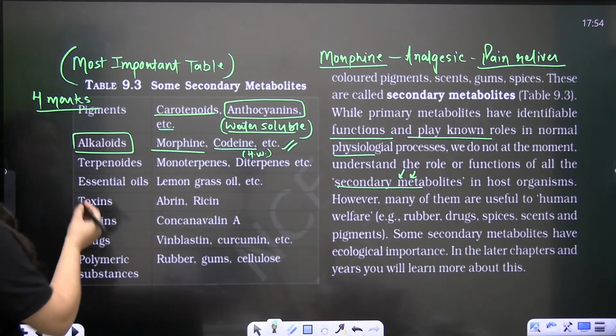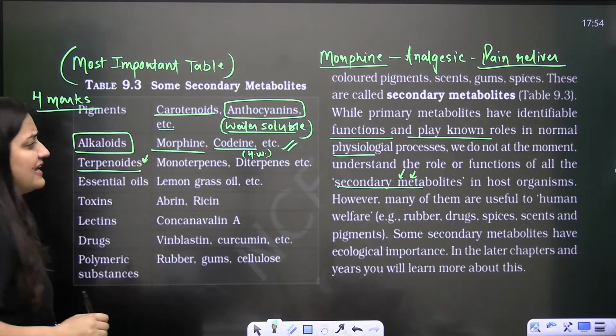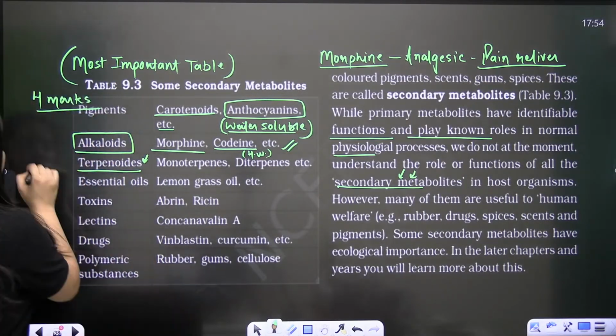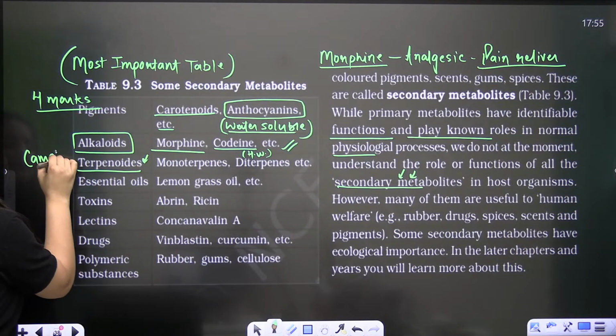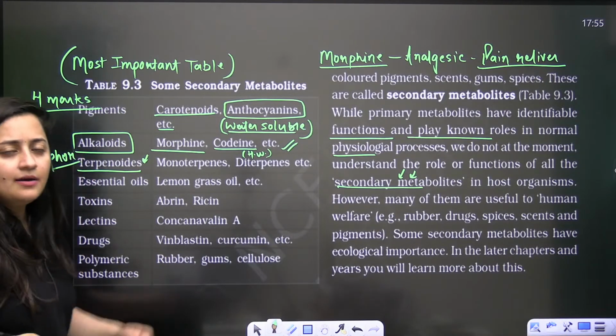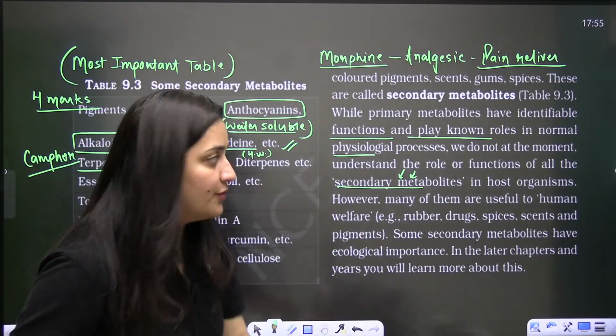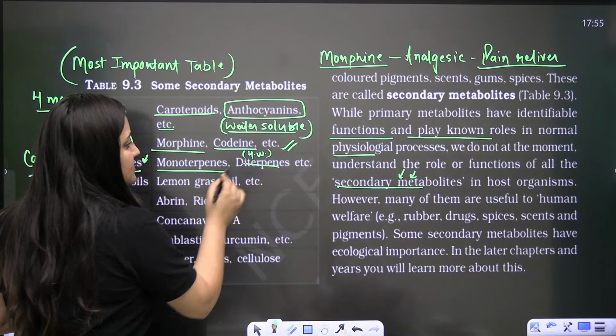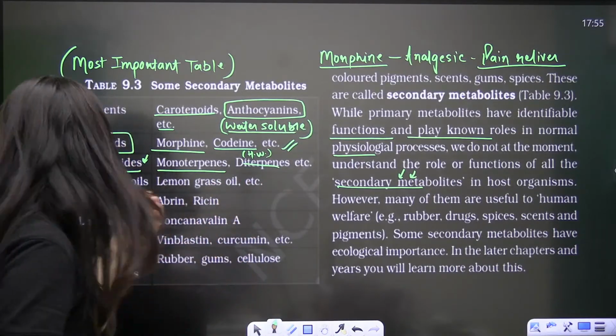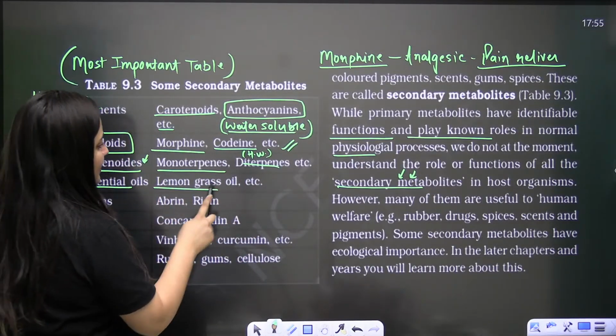Then come the terpenoids, like camphor. I think you all know about camphor. In Hindi we call it kapoor. That camphor obtained from plants is also a terpenoid, right? So monoterpenes and diterpenes. Basically these are just chemicals. In essential oils, lemongrass oil is there.